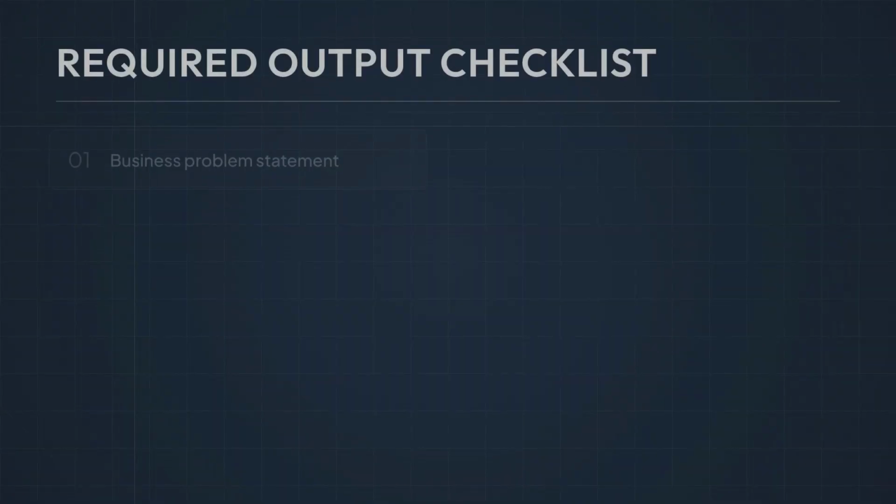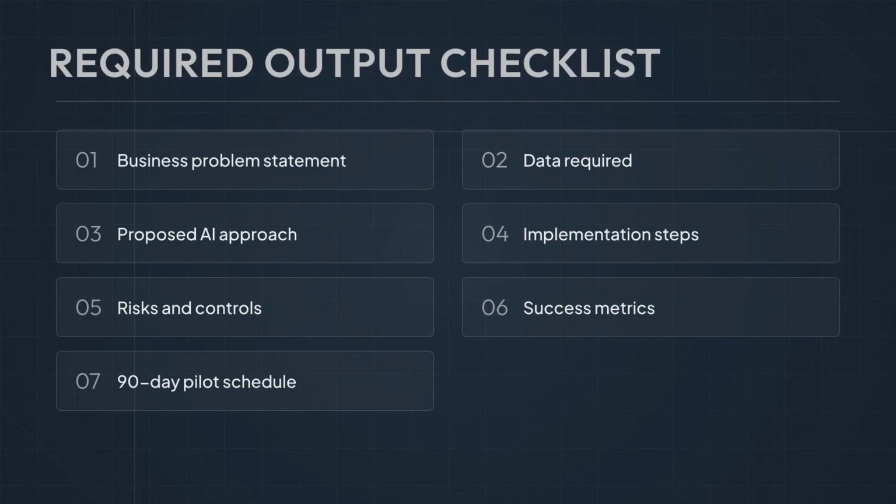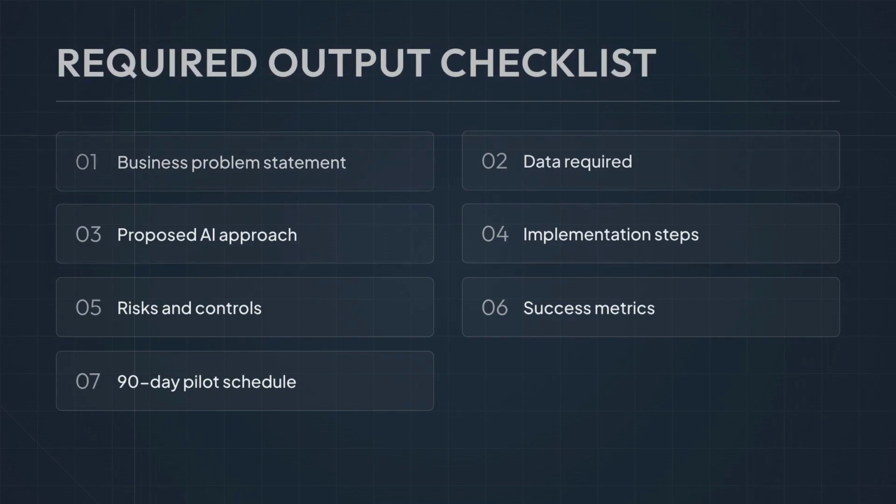But a professional prompt doesn't stop there. It specifies exactly what the final output must contain, ensuring the AI delivers structured, actionable insights rather than a vague essay. Let's see the required format. The prompt requires a clear business problem statement, data required, data quality checks, proposed analytical approach, implementation steps, success metrics, and a 90-day schedule, presented as an executive summary and table.